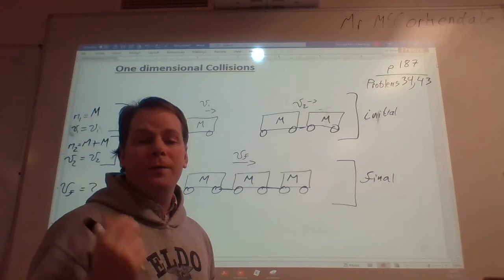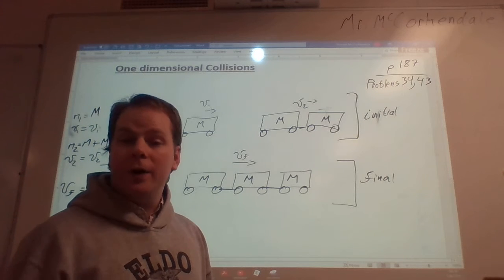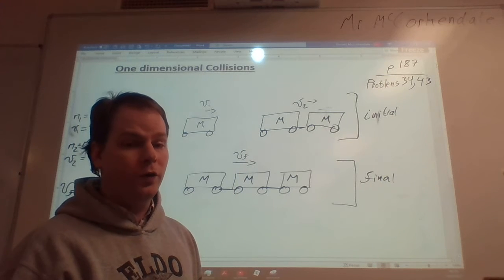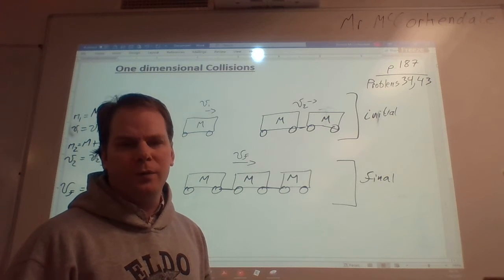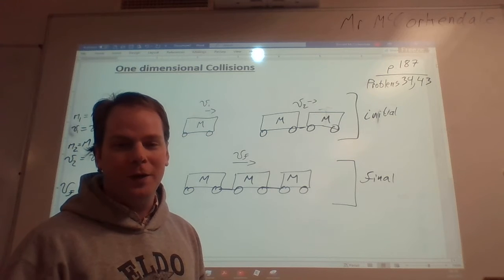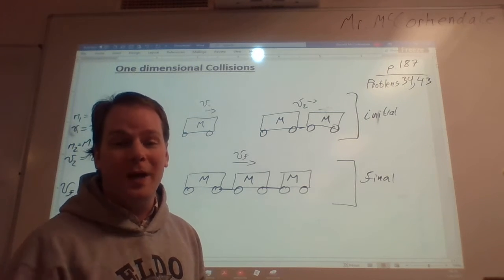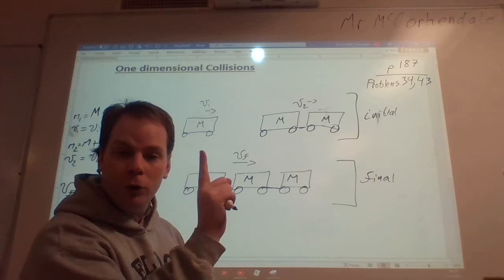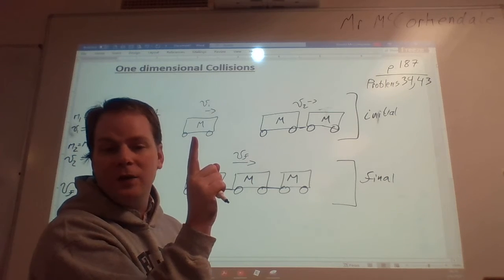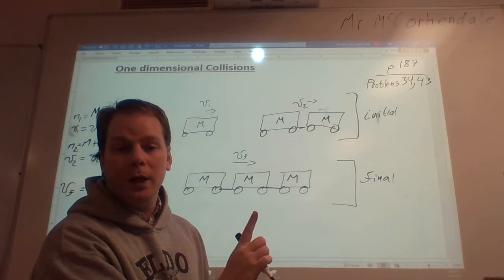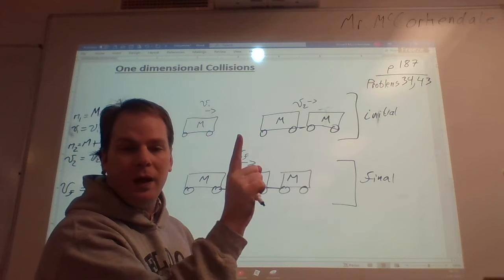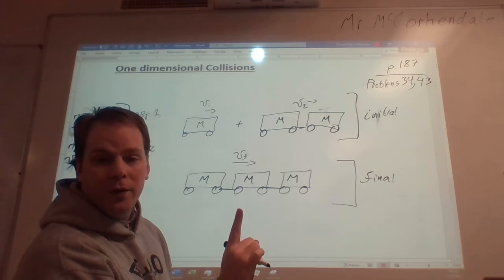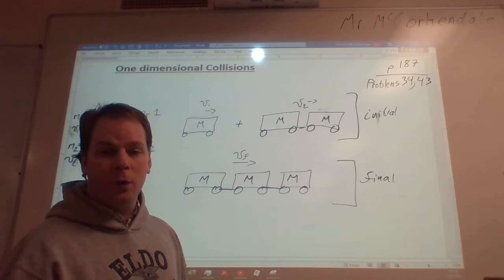So then what the law of conservation of energy tells us, which is how we solve all collision problems, whether they be one-dimensional or two-dimensional. What the law of conservation, did I say energy? I mean momentum. If I said energy, I meant momentum. The law of conservation of momentum is what we use to solve these problems. What that tells us is that the total momentum initially has to be equal to the total momentum finally. So this momentum plus this momentum has to be equal to this momentum. So we can write that as an equation.